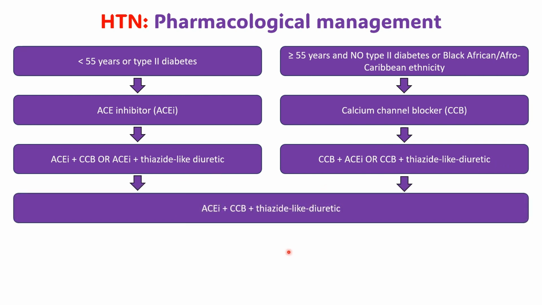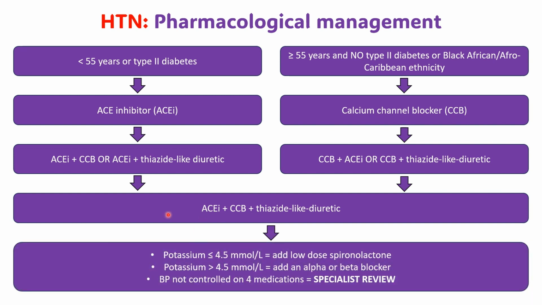Following on from that, you can have the addition of a third drug. So the typical combination patients tend to have is an ACE inhibitor, such as ramipril, a calcium channel blocker, and a thiazide-like diuretic. Okay, and then in terms of the next step, if the patient's potassium is less than or equal to 4.5 millimoles per litre, you can look at adding a low dose spironolactone, which is a potassium sparing diuretic. If it's greater than 4.5, you want to look at adding an alpha or a beta blocker as the next step. And then if the patient's blood pressure isn't controlled on 4 medications, then you want to have a specialist review them and get that specialist opinion.